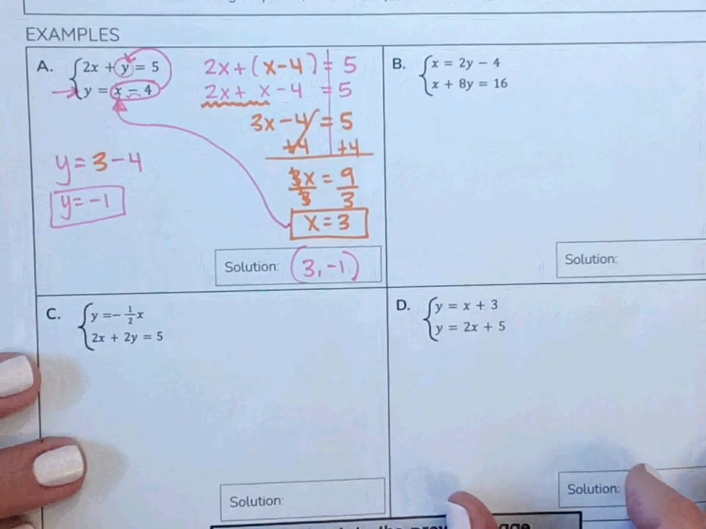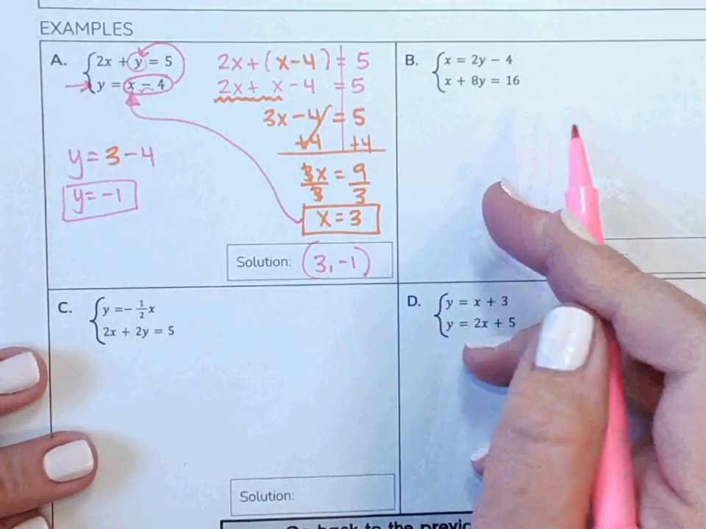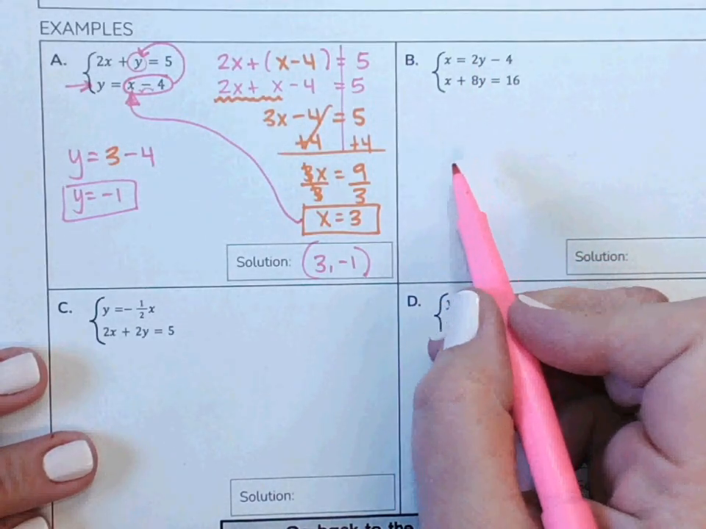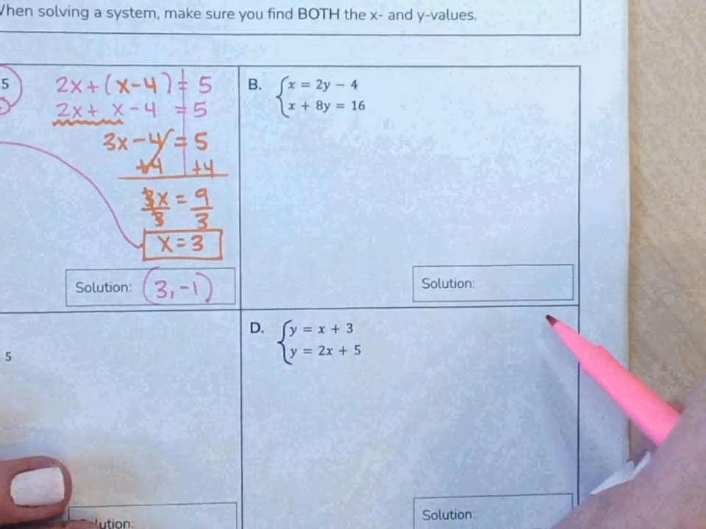I'm going to start B, but again, hit pause. Try to beat me to the first line. This is a video. You're in all of the control. So hit pause as many times as you want. Rewind as many times as you want.